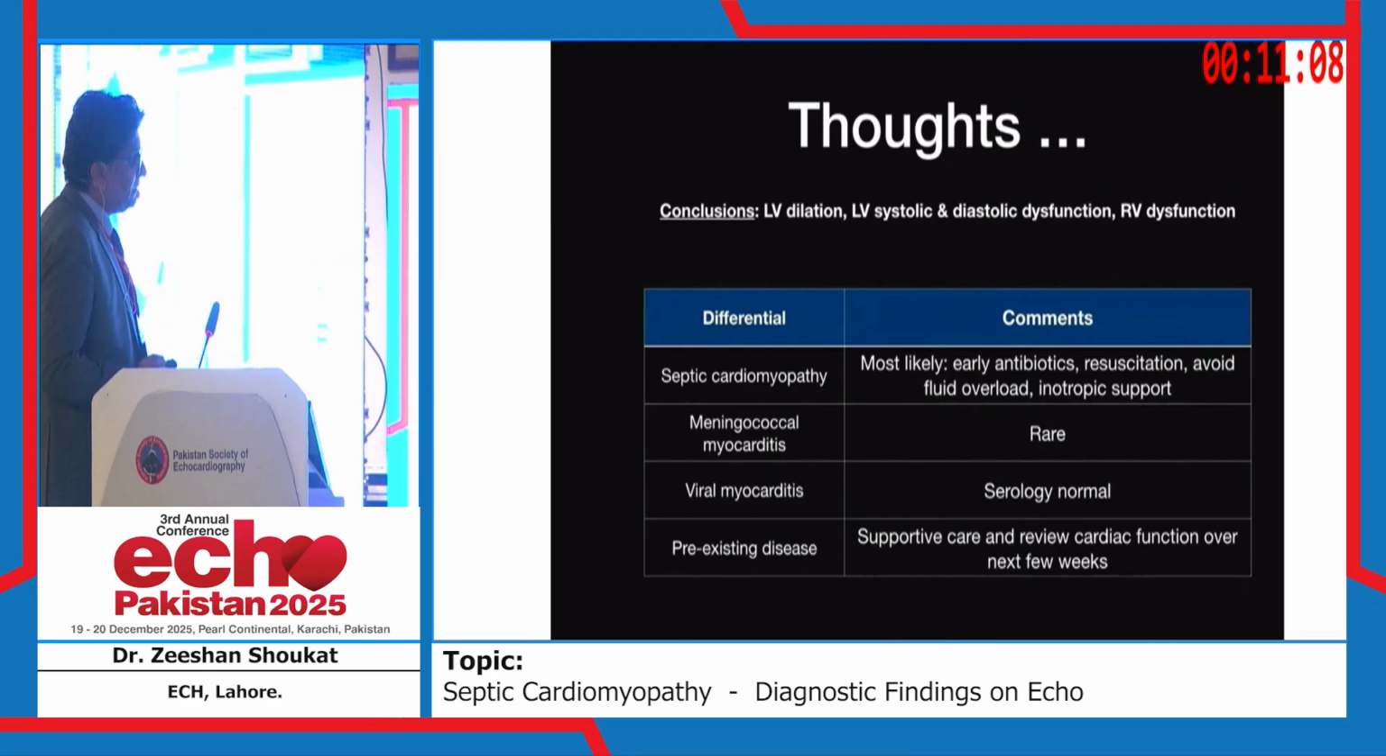So what were the thoughts in the first case? This is the conclusion: LV dilatation, LV systolic and diastolic dysfunction were present, and RV dysfunction was present. The thought was that probably there was a pre-existing disease, but the patient was 49 years old with a normal ECG, just sinus tachycardia. Myocarditis was less likely, the serology was normal, and meningococcal myocarditis is rare, but there was a suspicion. They gave the diagnosis, or differential, of septic cardiomyopathy, with most likely early antibiotics, resuscitation, and avoidance of more fluid overload or inotropic support.